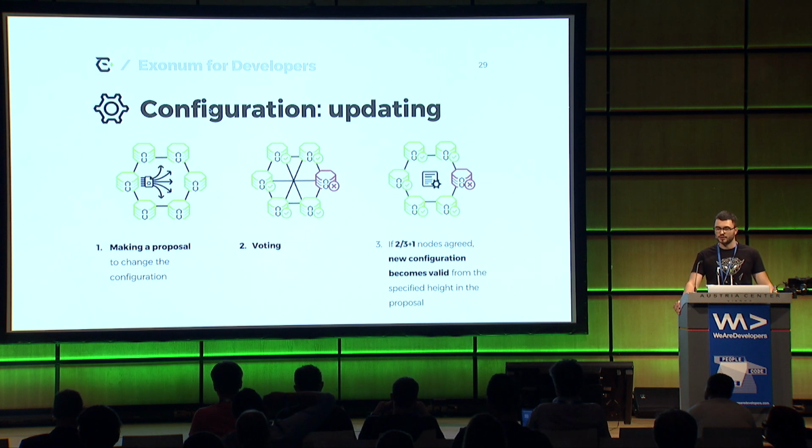After you have created a proposal, other participants have to vote for this proposal, in a positive or negative way, depending on your proposal, basically. And in case we get 2/3 + 1 positive votes, this configuration will take place from the corresponding height or block number. And we're going to have a new configuration, and some participants will be added or removed.